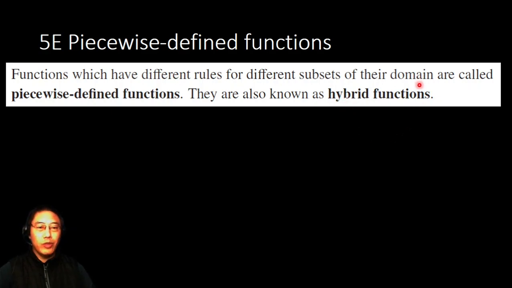So to reiterate that, over the domain, you will split your domain into subsets, and for each subset, you will have a different function or a different rule, and that makes up your hybrid function. Let's look at one example. Again, you need to be familiar with determining the range of your function by scanning your graph.